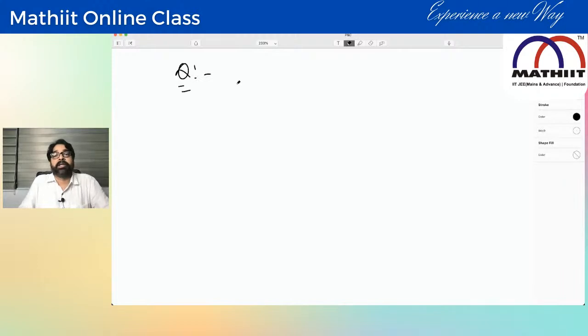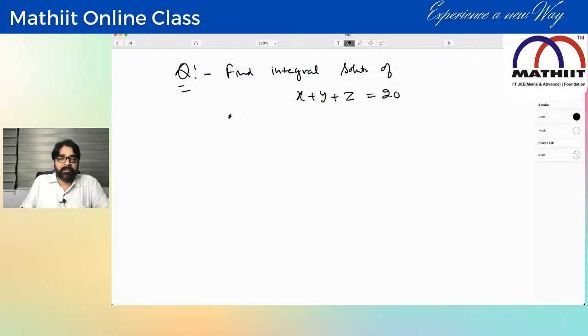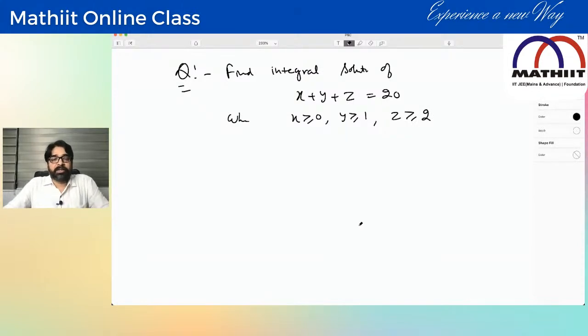Next, check it. Question. Let me see how many people understood. I will give directly one of the old JEE questions. Find the number of integral solutions of x plus y plus z equal to 20, where x greater than or equal to 0, y greater than or equal to 1, z greater than or equal to 2. Very simple. Mistakes should not take place. That is the important condition.